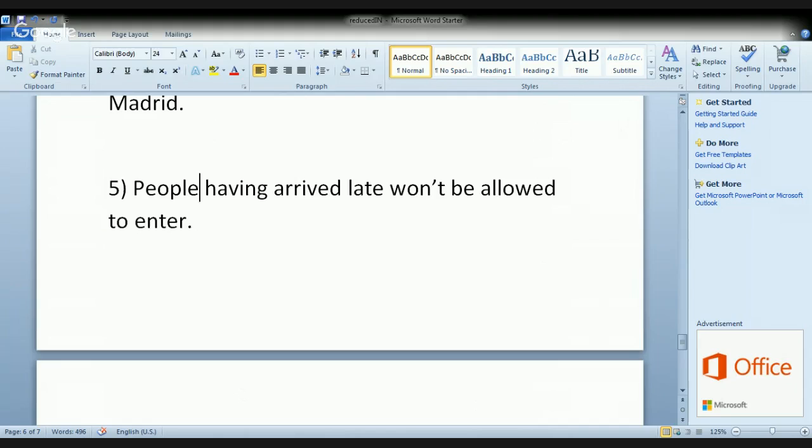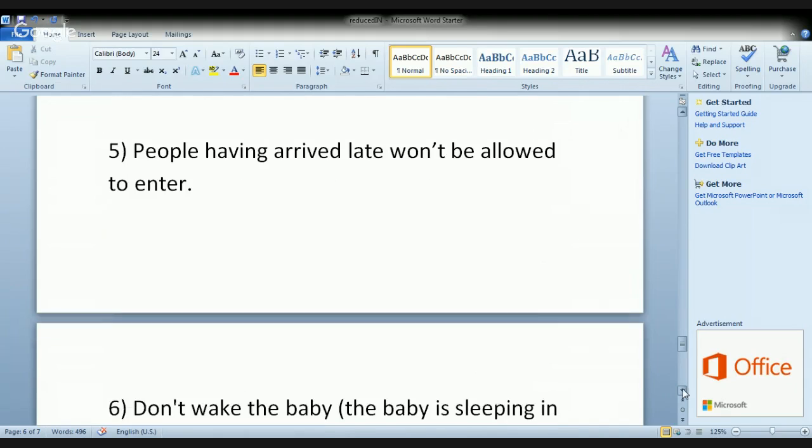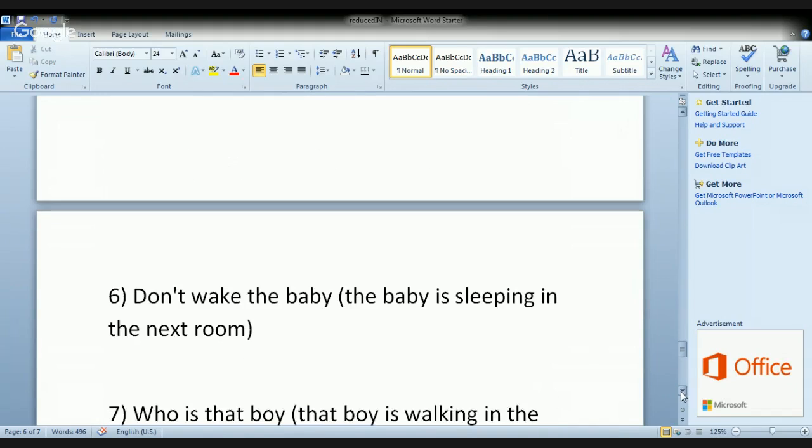Again, I hope there's no more questions. You can always rewatch the video as well. But as for now, let's move on to number 6. It says, don't wake the baby. The baby is sleeping in the next room. Well, to make this, and I actually think to make it a normal relative clause sentence first might be a little bit easier for everyone to understand. So, don't wake the baby who is sleeping in the next room. So let's take out who is, and we have our sentence. Don't wake the baby sleeping in the next room.